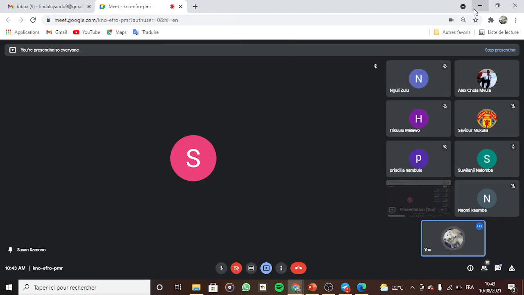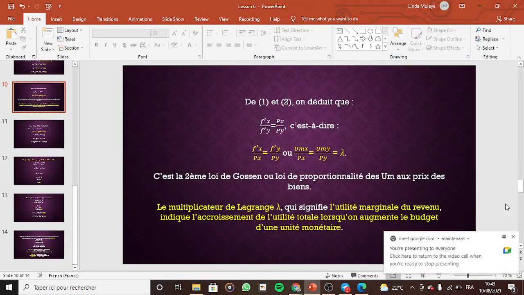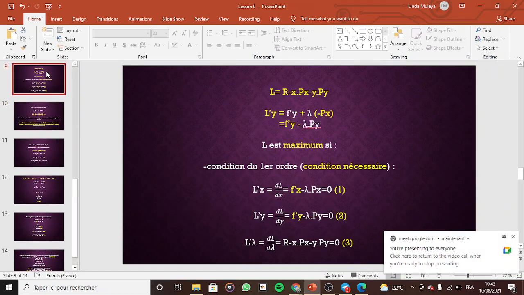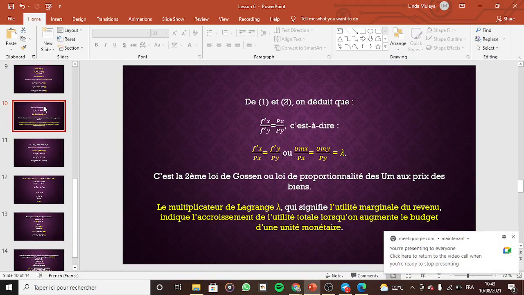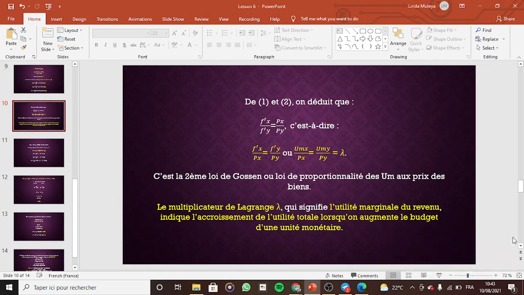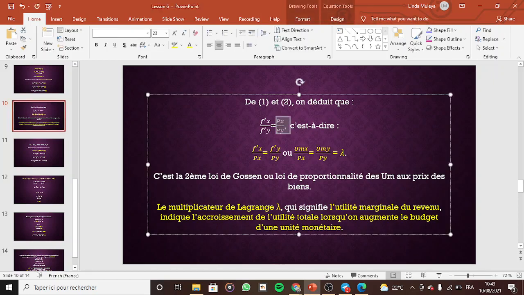Okay, so to finish off, there's just a couple of things to note from what we've just learned. The first statement in our next slide tells us that from the first and second functions, we come to this conclusion that f prime of x is equal to the price of x over f prime of y is equal to the price of y.